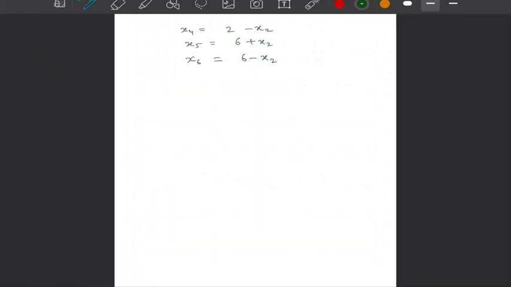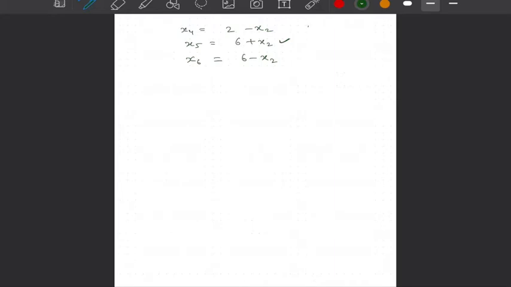Now how much can we increase x2 so that our x4, x5, x6 all remain greater than or equal to 0? In this case, x5 is not going to create a problem, as if we increase x2, x5 is always going to be positive, and we need to increase x2 to decrease the overall objective function, because the coefficient of x2 is negative.